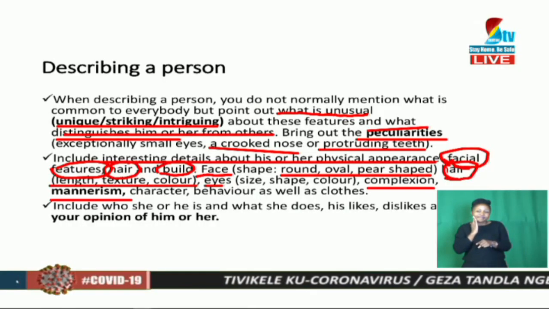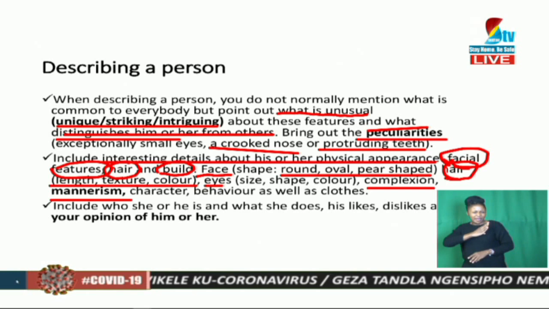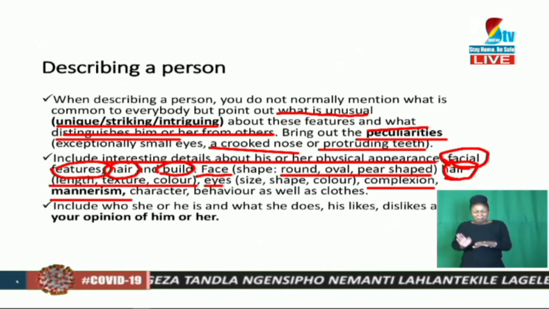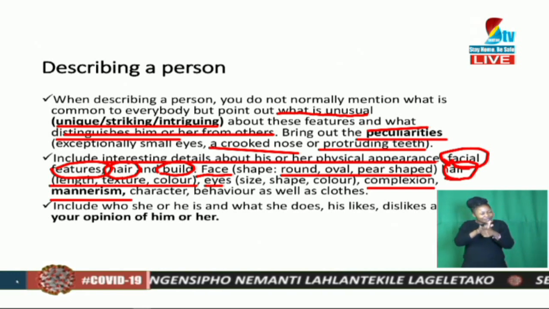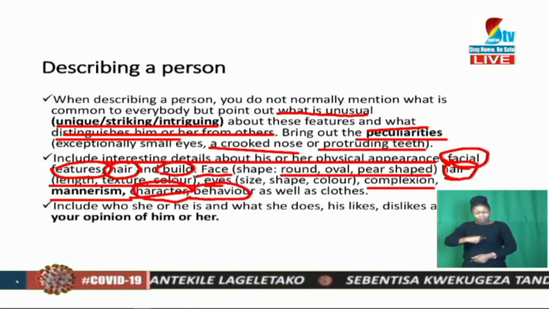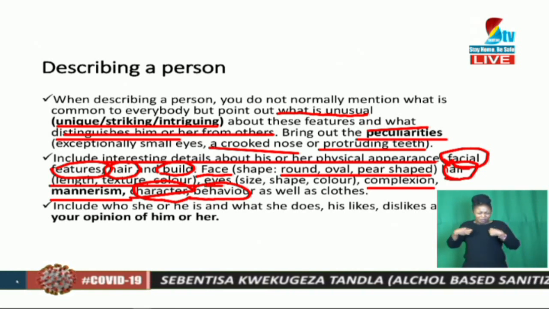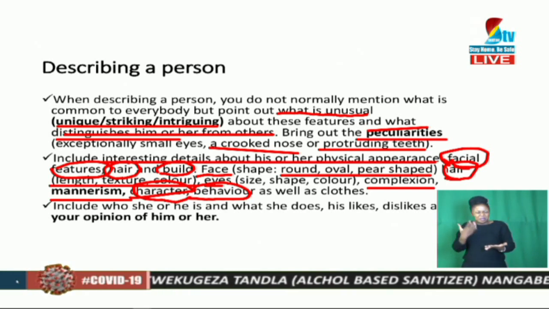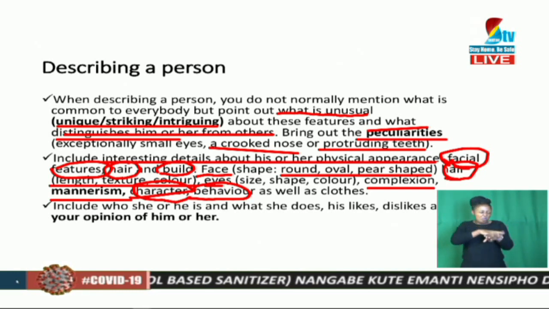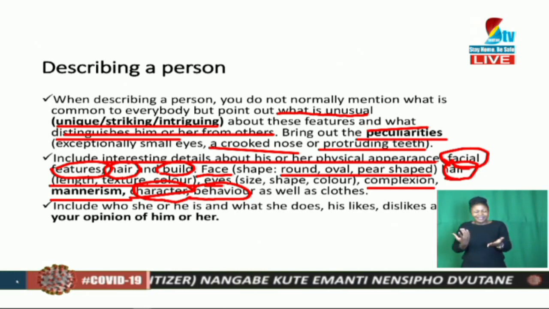You also touch on the complexion. You also touch on the mannerism, the way the person behaves, the way the person talks, the way the person moves, the way the person walks. That is very key. Also, do make sure that you touch on the character of the person and the behavior, the personality. You can even touch on the clothes the person likes wearing. You may say that he likes wearing trendy clothes, or the clothes that he wears are shabby. It's up to you. It depends on what impression you want to create on the reader.